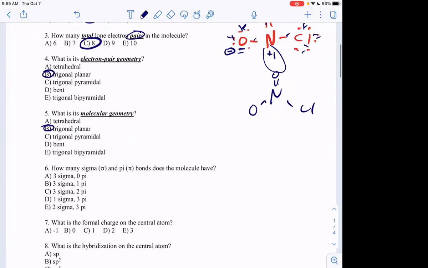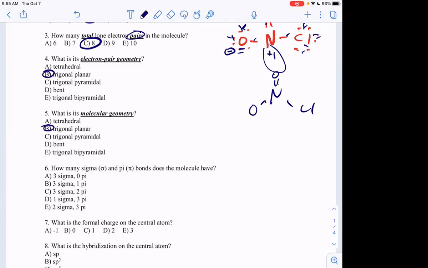Okay, we didn't cover this, so you're not responsible for this. Sigma and pi bonds. I covered this in the past. I didn't cover it this year. It's real easy in case you come across something. I'm not going to explain what sigma and pi bonds are. That's not easy, but just counting them is easy.